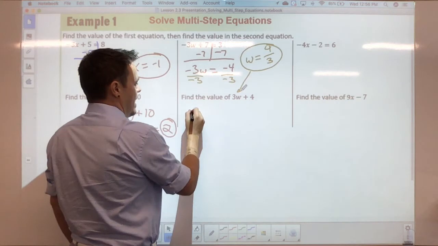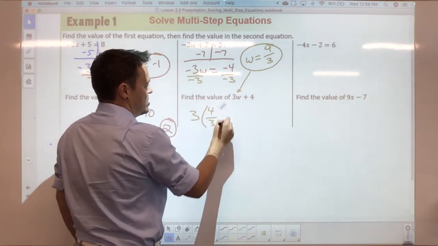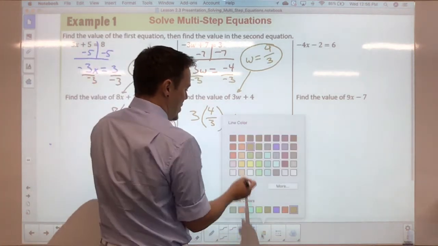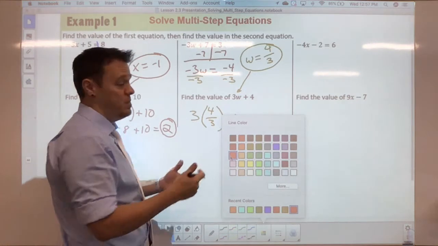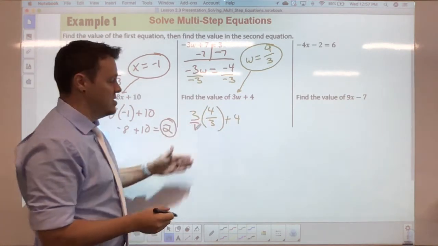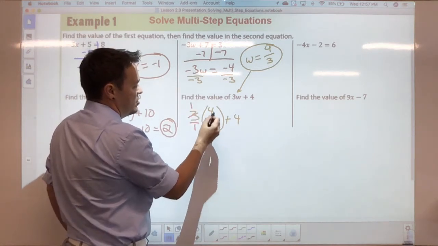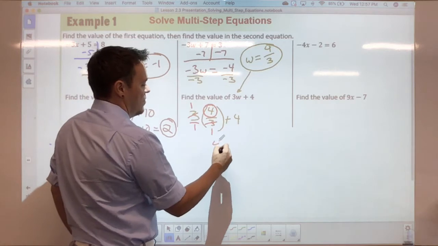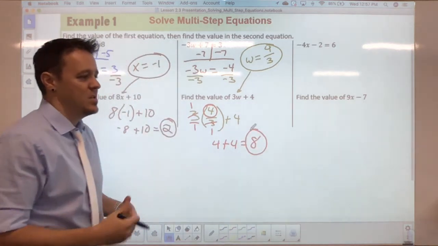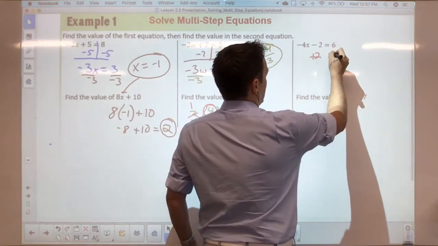All right, so now we have 3, and the equation here would be 4 thirds plus 4. So there's your equation. Now, same thing. Remember, what is not written here but should be is a 3 over 1. So you can do the cross multiplication, right? So 3 and 3 would cancel out to make 1 and 1. So the only thing left is a 4. 4 plus 4 equals 8. Simple enough.